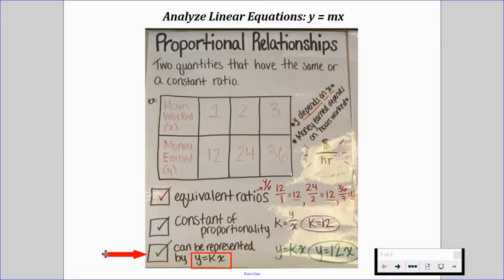The most important piece that is going to be utilized in our 8th grade curriculum is that these relationships can be represented by an equation. The equation you learned last year was y equals kx. So in order to determine how much money was earned, your y, you multiplied 12, or your k, by the number of hours. So that is why the equation for this problem scenario was y equals 12x.